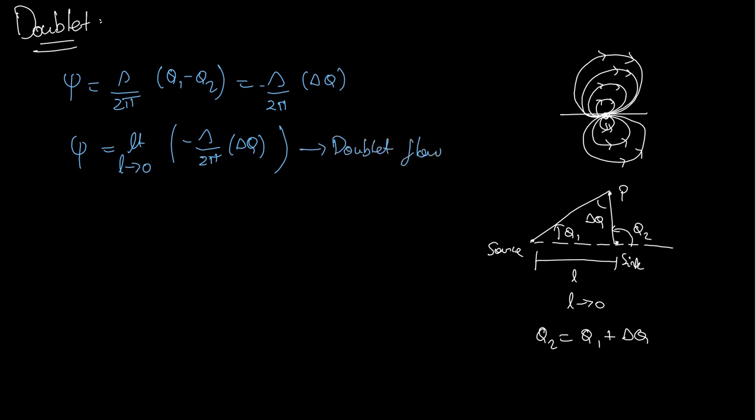And we have something called kappa, which is defined as the doublet strength of the doublet flow. Doublet strength, you can call it either way, which is given as L times lambda, which needs to be a constant. And one more thing, we consider the source and sink to be of the same strength. Lambda is what we call the strength of a source flow or a sink flow. We have assumed it to be of the same strength so that we have a symmetrical doublet.